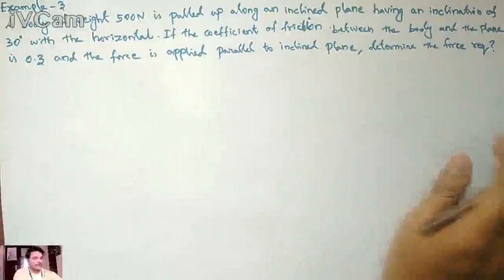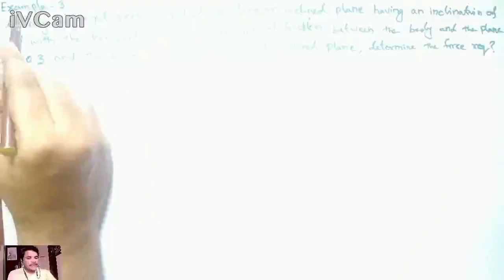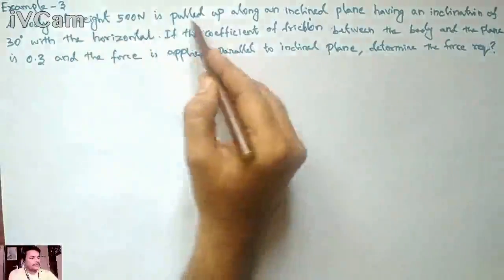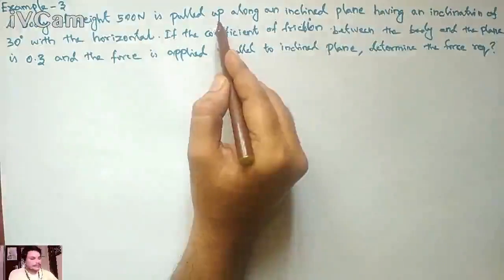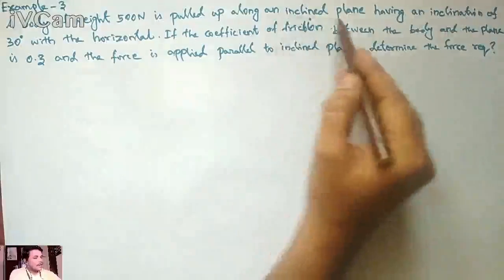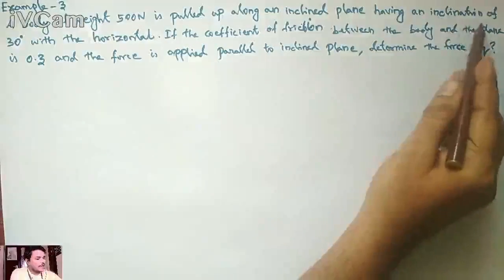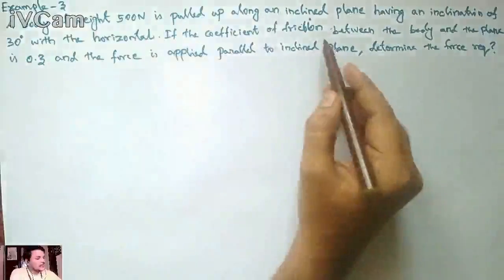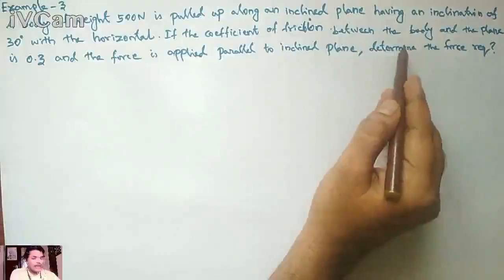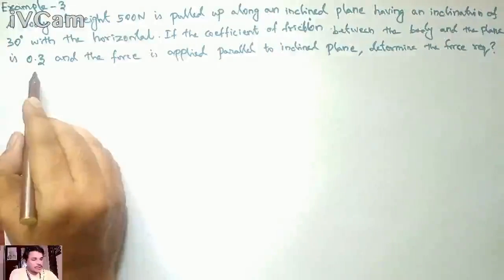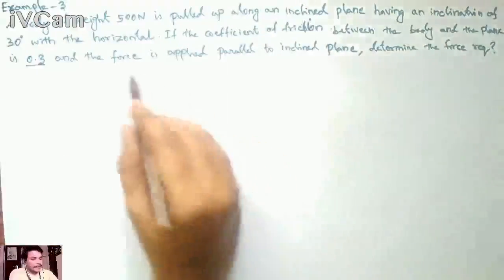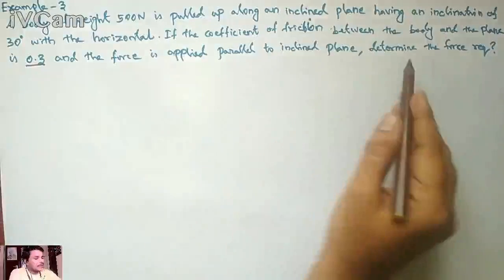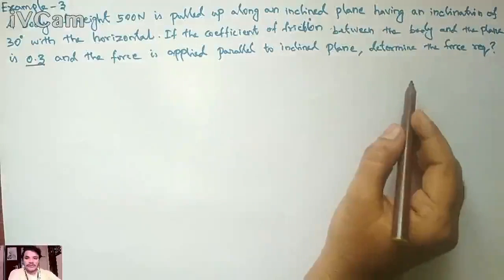First, problem example number 3. A body of weight 500 Newton is pulled up along an inclined plane having an inclination of 30 degrees with the horizontal. If the coefficient of friction between the body and the plane is 0.3 and the force is applied parallel to the inclined plane, determine the force required. So this is the question.